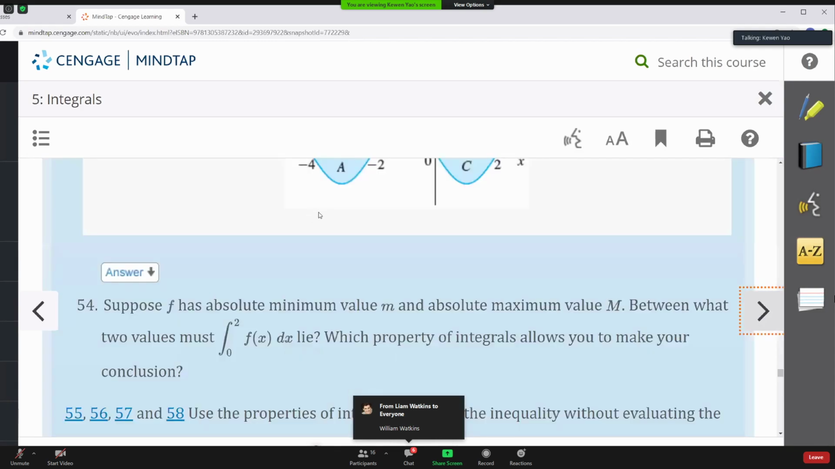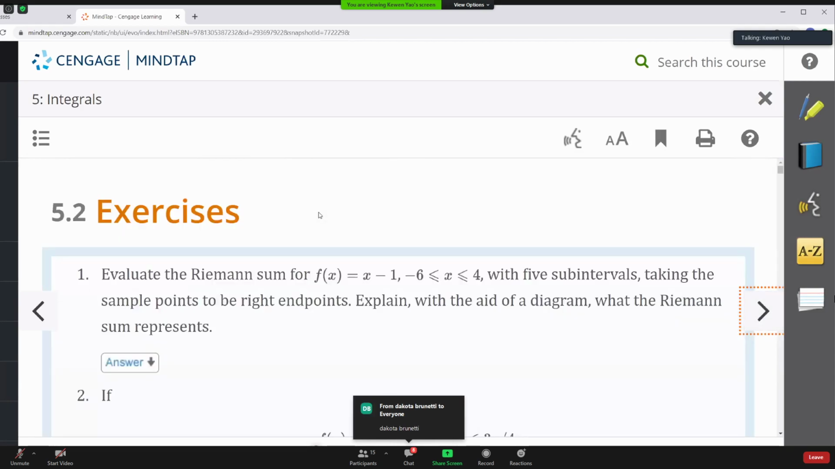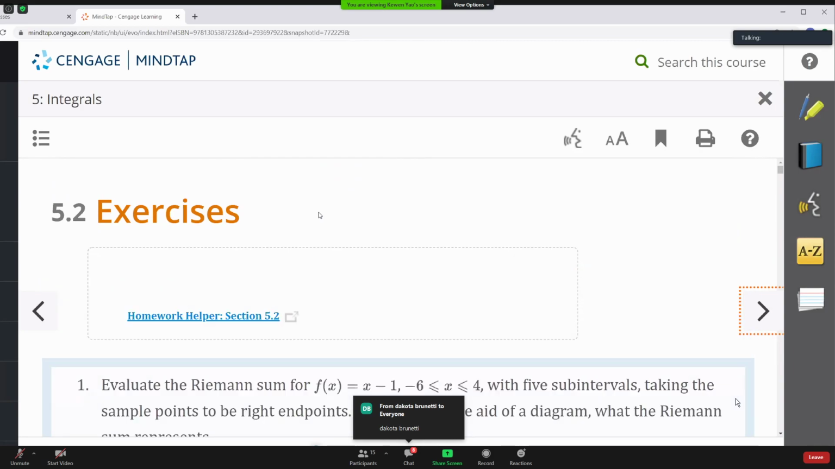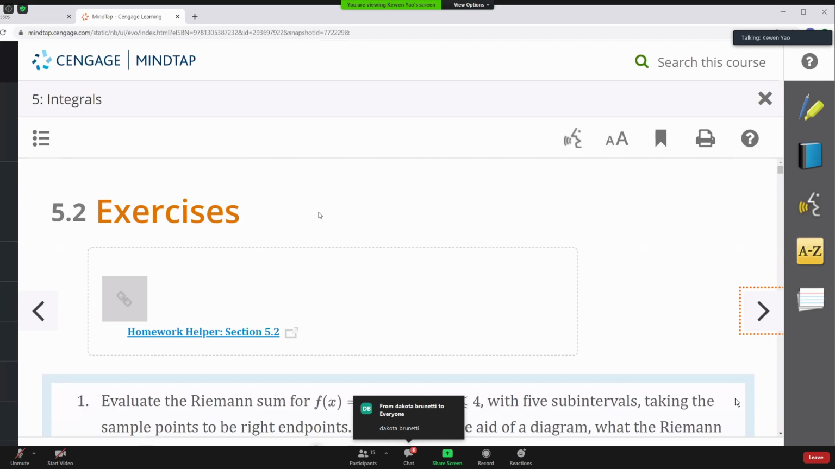This is the exercise. So what time is it? Oh, 7:35, exact time, very good.